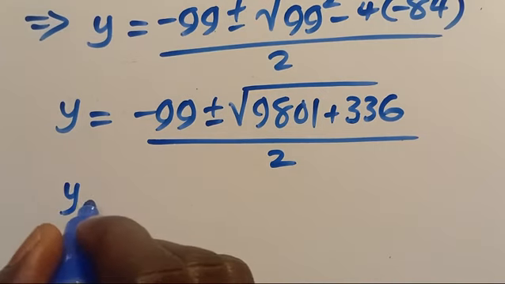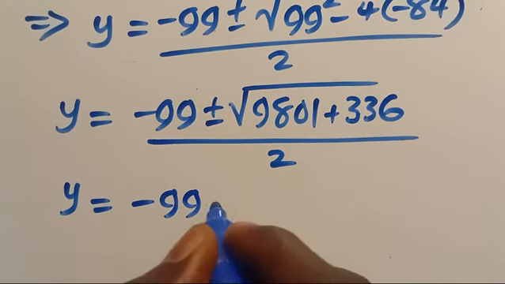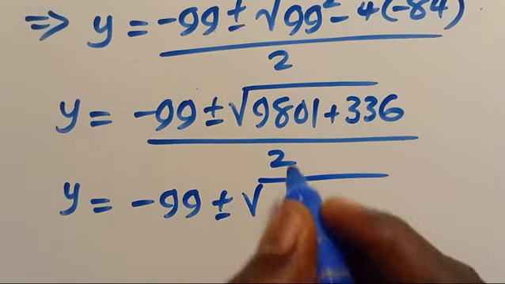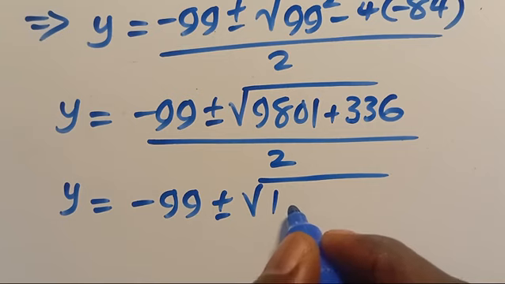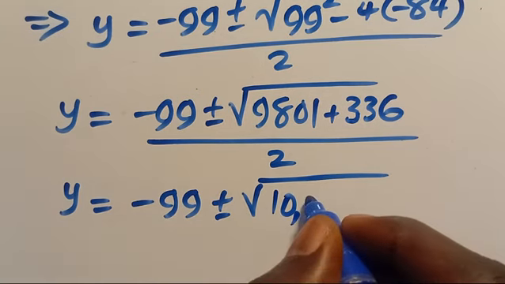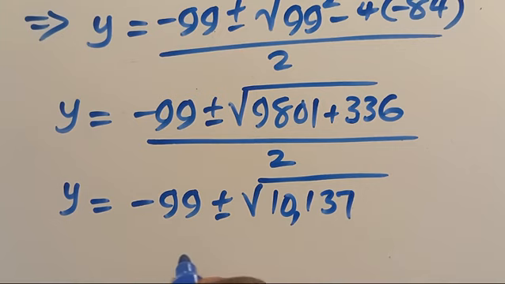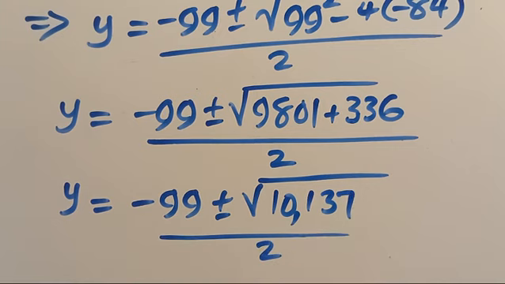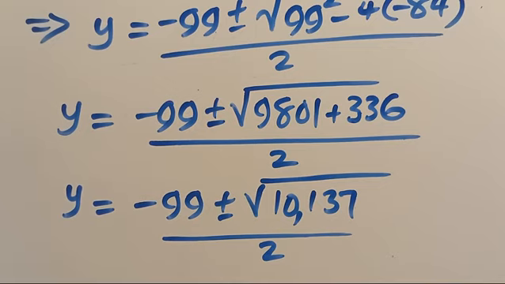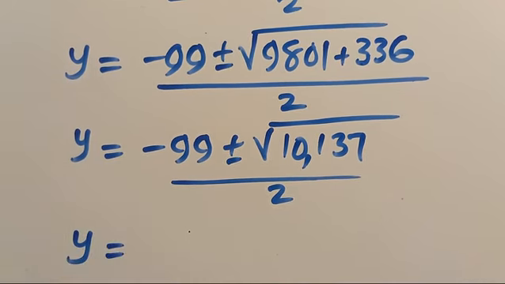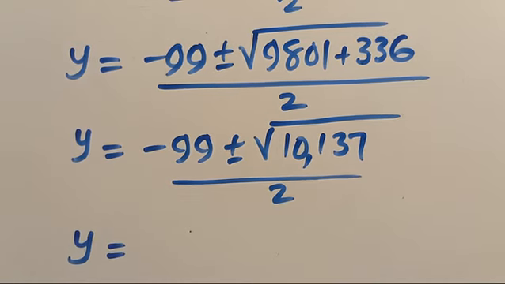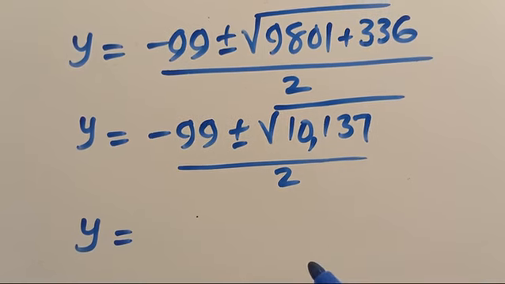So we have y equals minus 99, positive or negative, square root of, adding this together with 9801, we have 10,137, over 2. So as this, we can have the value of y.